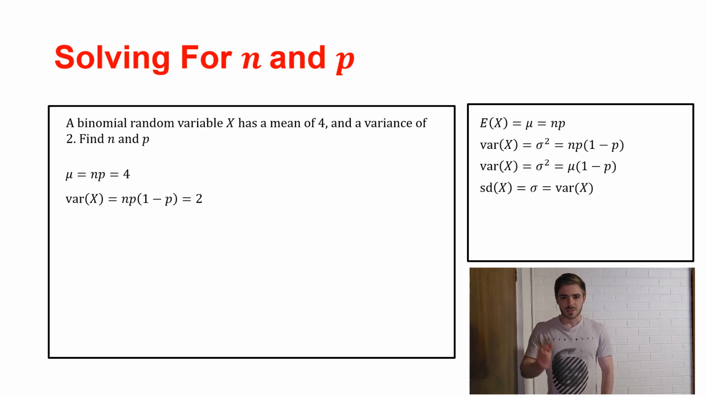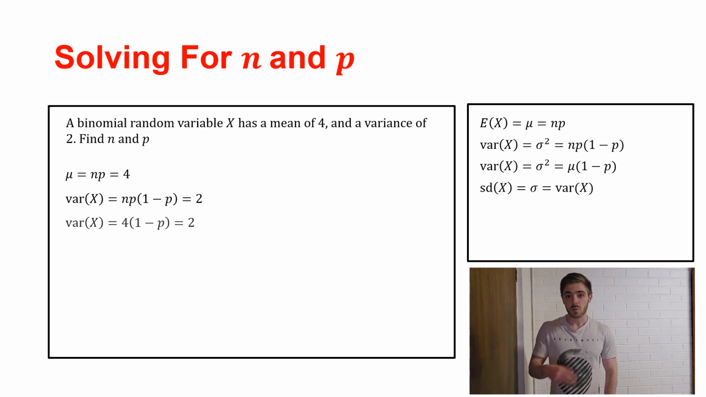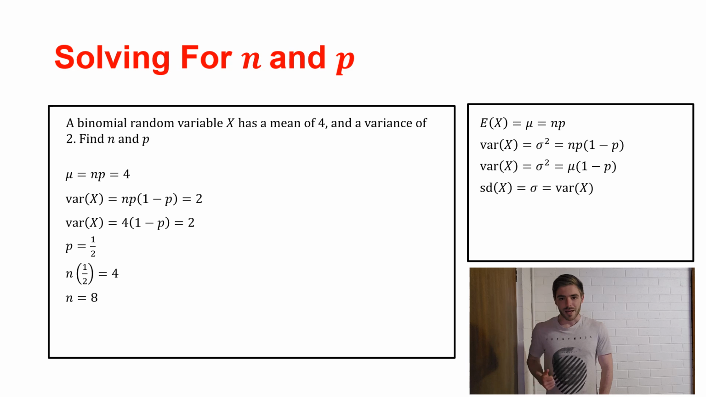But you can do it ever so slightly faster if you just replace the np from the variance equation with 4, since we know that's what it equals. That already gives you an equation with 1 unknown in it, and you just rearrange to get p equals a half. From there, you sub that p value back into the mean equation, n times p, and you're going to get n equals 8 from that. The key takeaway here is that as long as you know the statistics, the mean, the variance, or the standard deviation, you can actually back solve to get what n and p must have been.